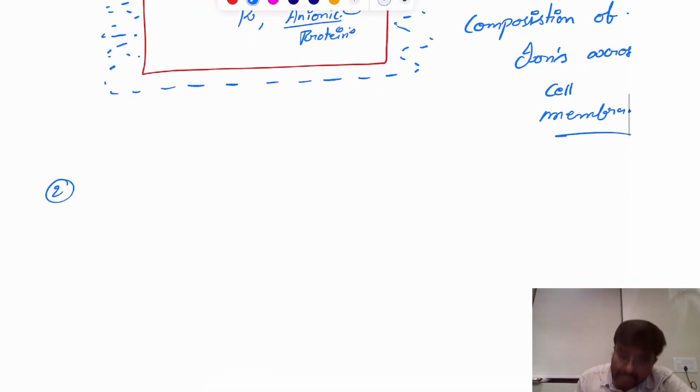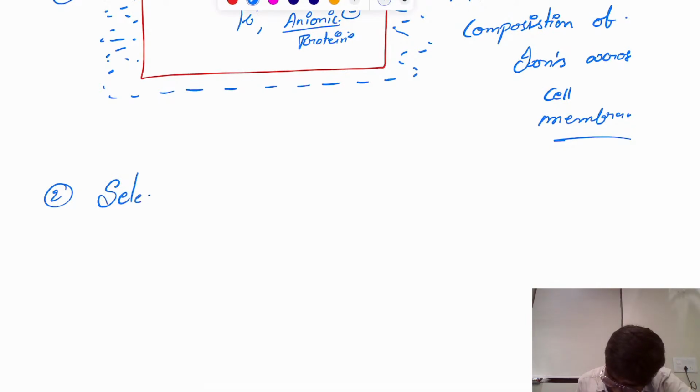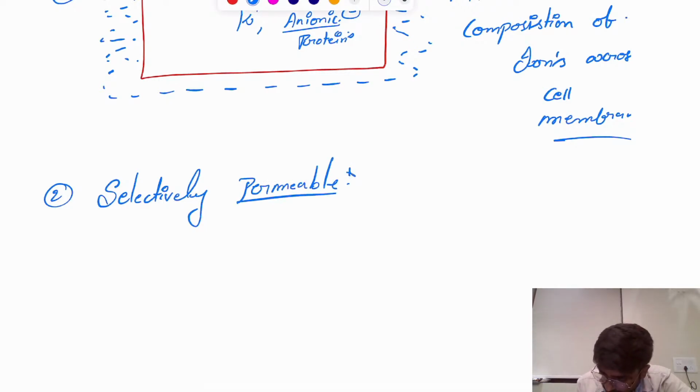Our biological membranes are made in such a way that they are permeable to certain ions. Our cell membrane is selectively permeable. It is selectively permeable to certain ions, meaning it allows certain ions to move across the cell and doesn't allow certain ions to move across the cell. I will give you an example, you will understand.